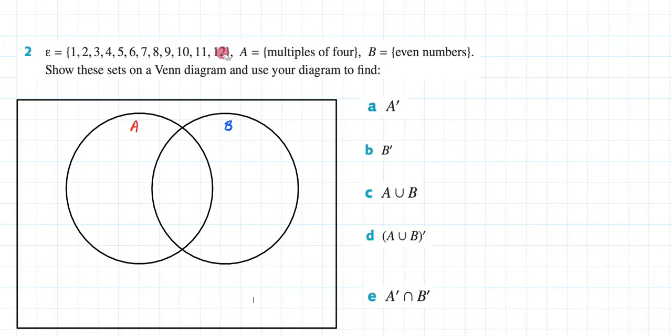The first thing I'm going to do is write out my multiples of 4 within my epsilon here. So it's going to be 4, 8, and 12. And my even numbers will be 2, 4, 6, 8, 10, and 12. Now I'm going to come down to my Venn diagram and put in these sets. So here I have A and B.